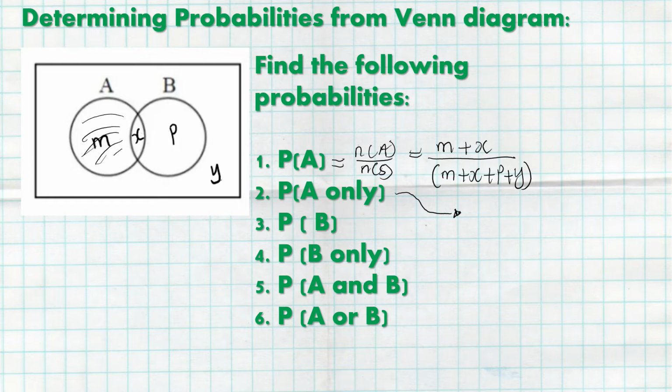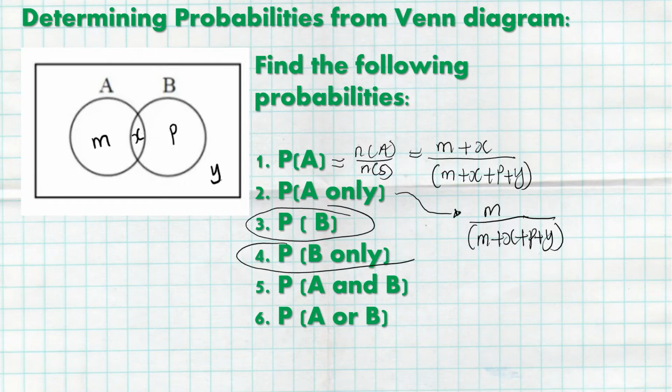So this will be all outcomes within this space. It's only for A. So it's going to be M, the number of favorable outcomes, over the total number of the sample space, which is M plus X plus P plus Y. So that will be the probability of A only. Okay, I hope now you can do number 3 and number 4. You can just pause the video and try to answer those ones. Okay, I'm sure you are done now.